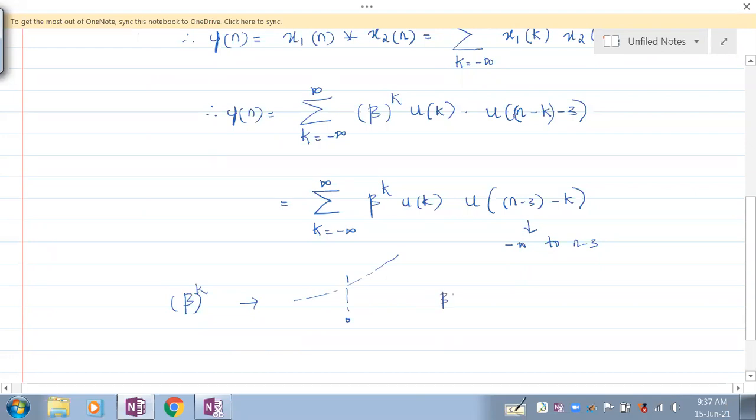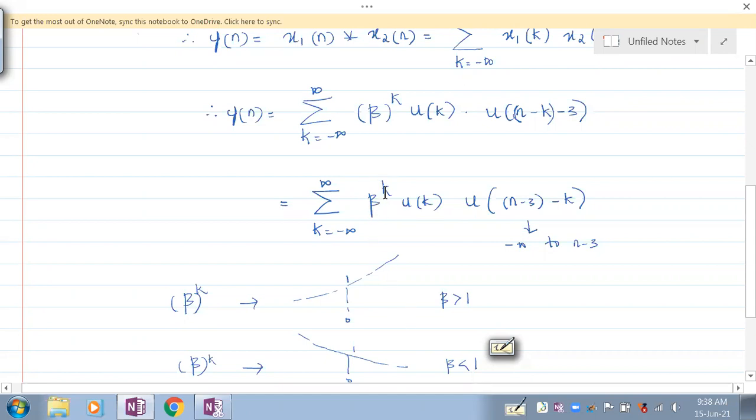When beta is greater than 1. Okay. Suppose we have beta per k, so that will look like this, and at 0, you will have 1 when beta is less than 1. That means this beta power k is an exponential. So depending on what beta is, this would be growing or decaying exponential. Since they have told beta is less than 1, it's a decaying exponential.